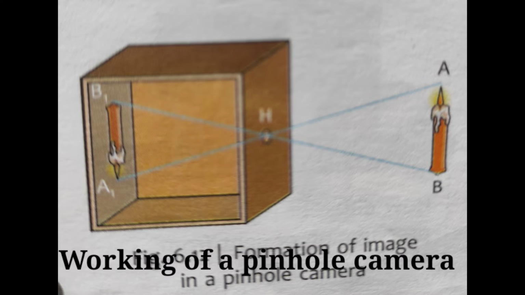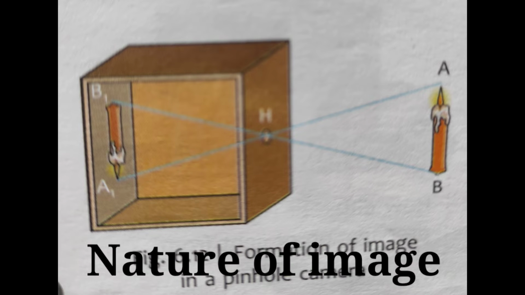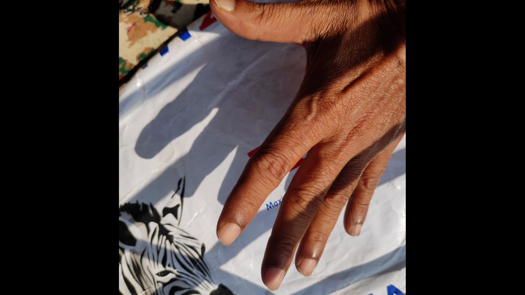A ray starting from A travels along AH, passes through the pinhole H, and falls on the greased paper screen at point A1. Similarly, another ray starting from B travels along BH, passes through the pinhole H, and falls on the screen at point B1. Thus, all the rays starting between points A and B of the candle will pass through the pinhole H. This is the way you will see the image.